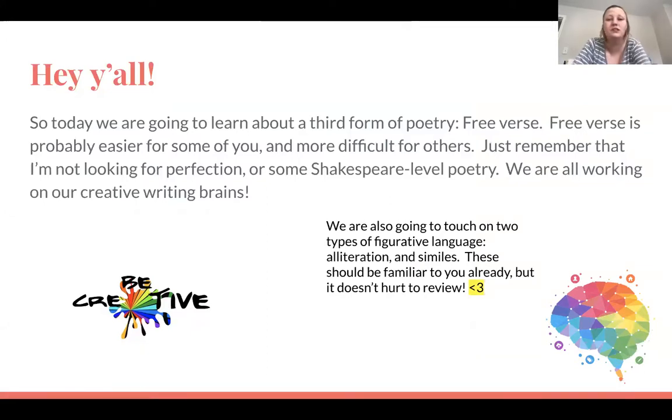We're also going to touch on 2 different types of figurative language, alliteration and simile, both of which you've learned about this year already. So this is a review, but never hurts to practice.